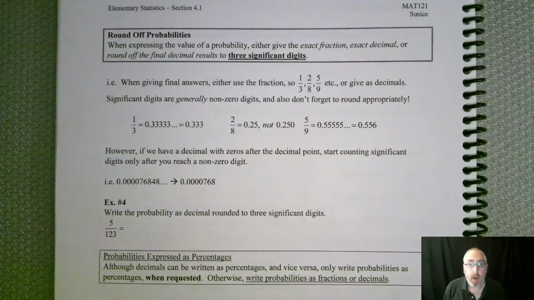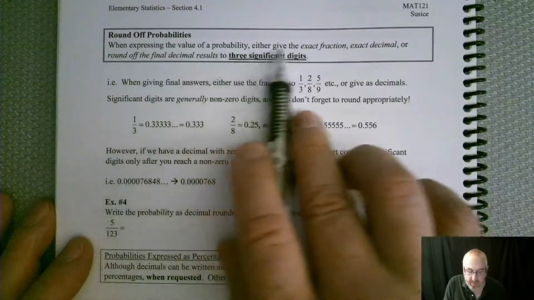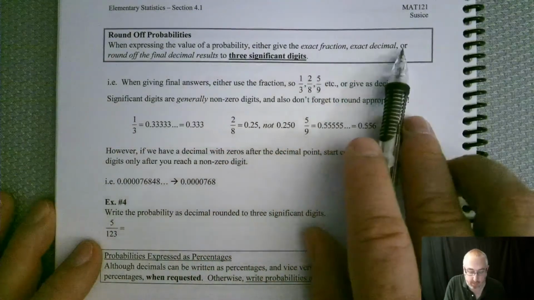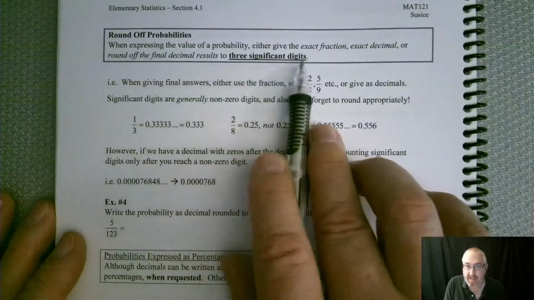All right, so onward and upward. Now that we have a sense of how we can find probabilities, let's take a look back at some of those rounding potential issues that we might have. When expressing the value of probability, either give the exact fraction, the exact decimal, or round off final decimal results to 3 significant digits.